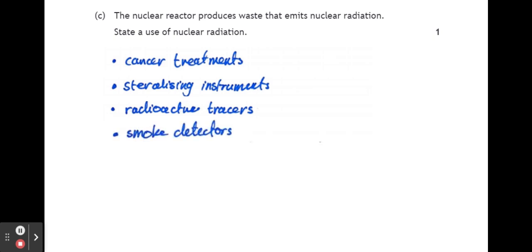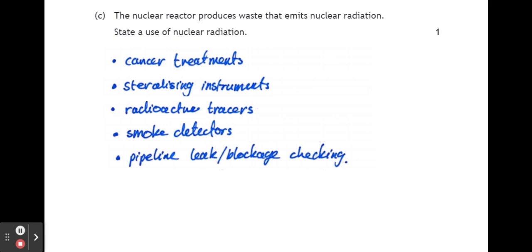Smoke detectors, where a small alpha source is used, which ionizes the air and allows a little current to flow, but the ionization is blocked when the smoke detector absorbs smoke. Pipeline leak or blockage checking, where radiation is allowed to pass down a pipeline, and by tracing it on the surface, we're able to see if the pipeline is leaking or if there is a blockage.